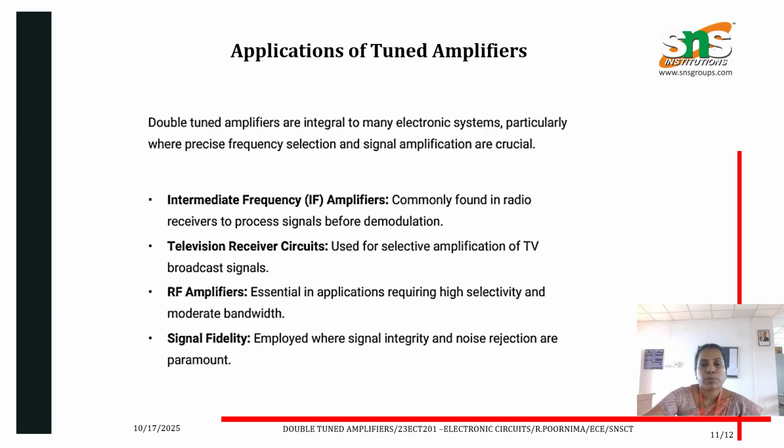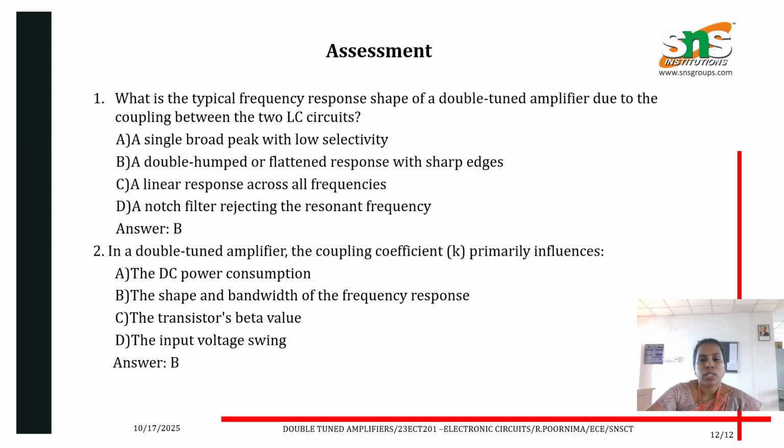Let's take the assessment questions. What is the typical frequency response shape of a double tuned amplifier due to the coupling between two LC circuits? So the answer is option B, a double humped or flattened response with sharp edges. In a double tuned amplifier, the coupling coefficient primarily influences the shape and bandwidth of the frequency response.